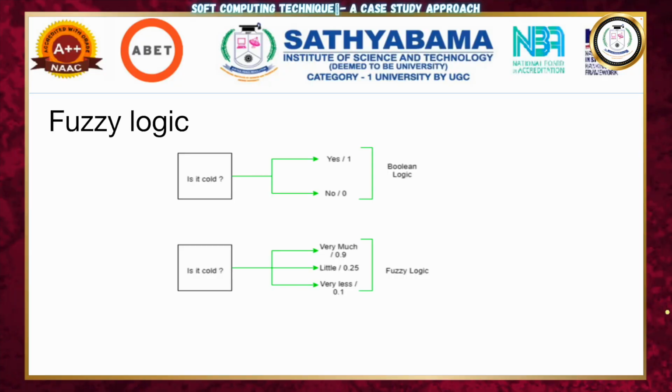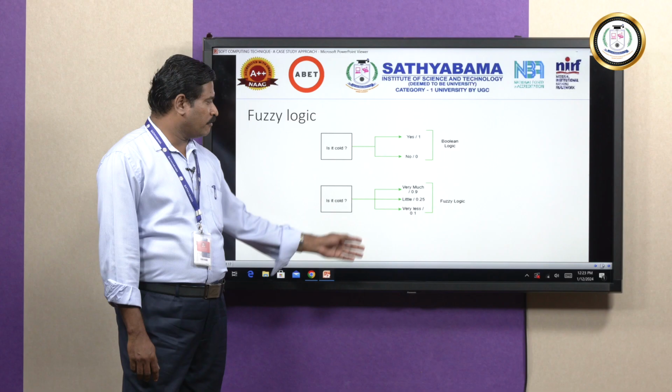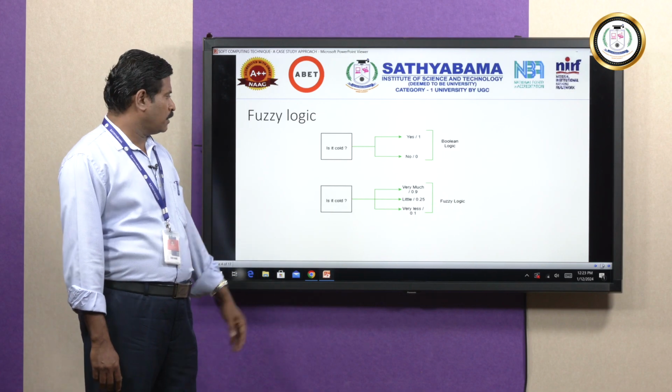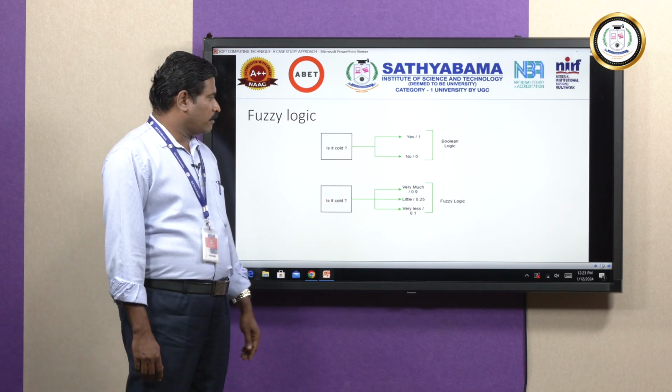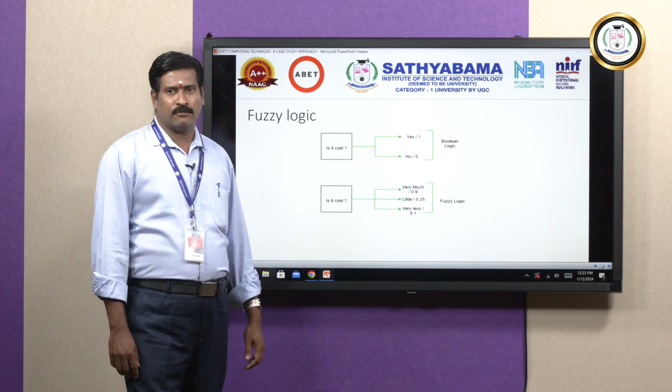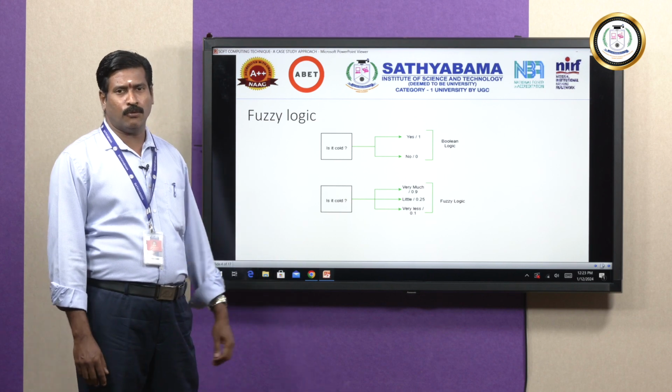If you see this example, "is it cold" is the variable, and you see the answers: very less, which is 0.1, little, which is 0.25, and very much, which is 0.9. So we have a range of values from 0 to 1.